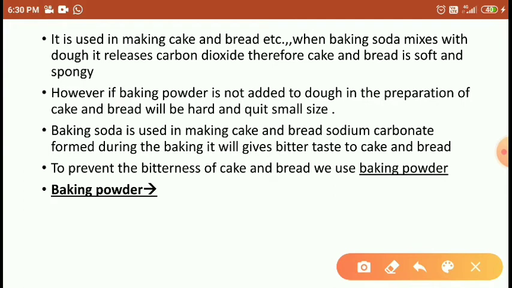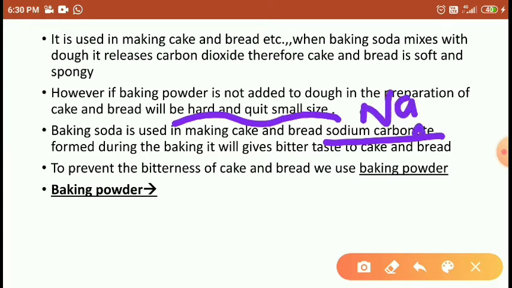So why did I explain that previous reaction? Because when baking soda is added to make cake and bread, sodium carbonate is formed here. Sodium carbonate, Na2CO3, is formed here.